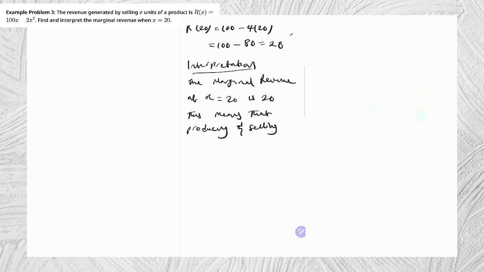This is actually an example of differentiation applied to business or finance. We'll solve more of this type of question in part 2, but I brought it here to show you an example of interpretation of differentiation.